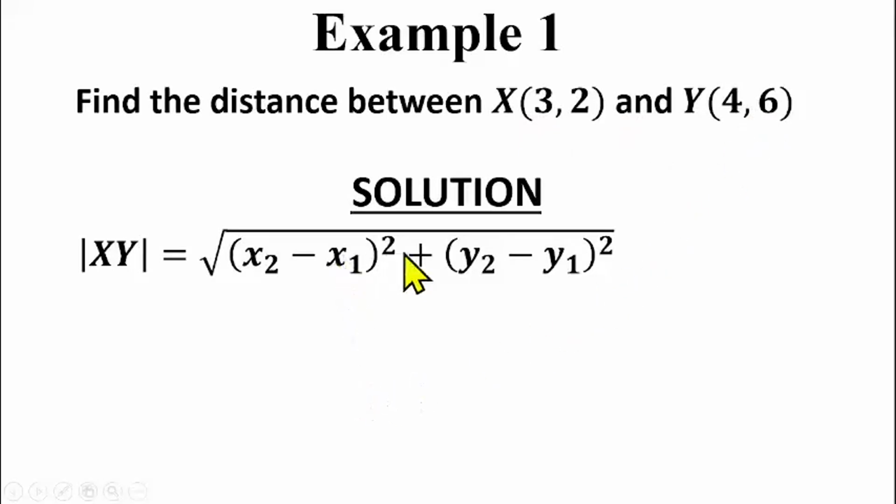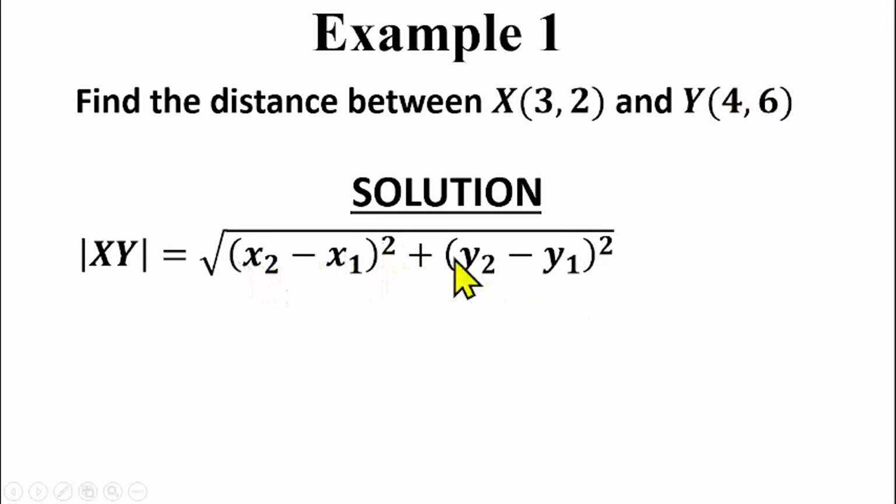Do we understand that? So what will be our x1, x2, y1 and y2? From the first coordinate we get our x1, y1: x1 is 3, y1 is 2. From the second coordinate we get our x2, y2: x2 is 4, y2 is 6. Don't forget that these are x and y coordinates. The first coordinate gives x1, y1, and the second gives x2, y2.